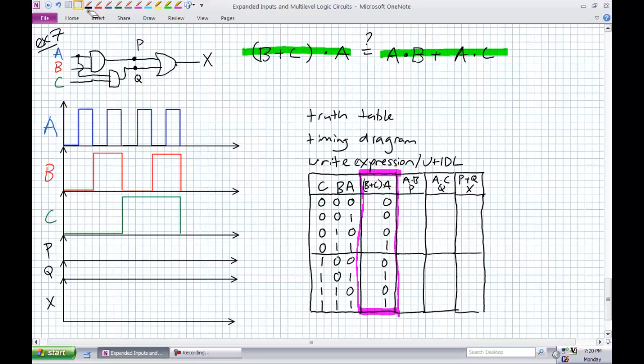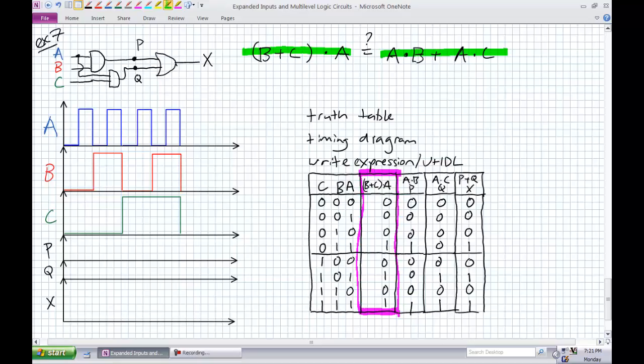What is P? P is A and B, right there, right there. What's Q? It's A and C. So the only time it's high is right there and right there. What does X look like? It's P or Q. P is high, Q is high, P and Q are high.